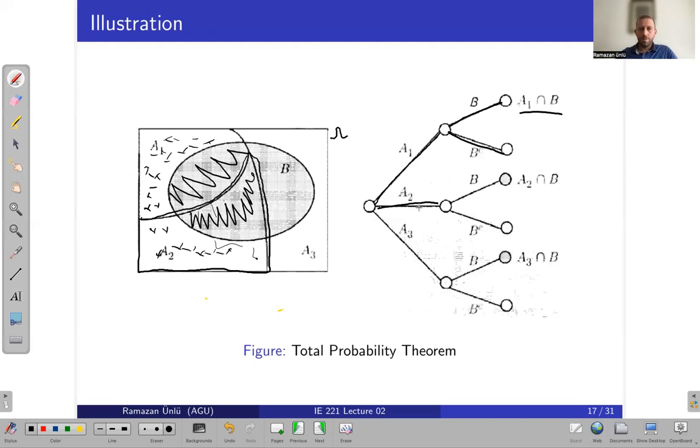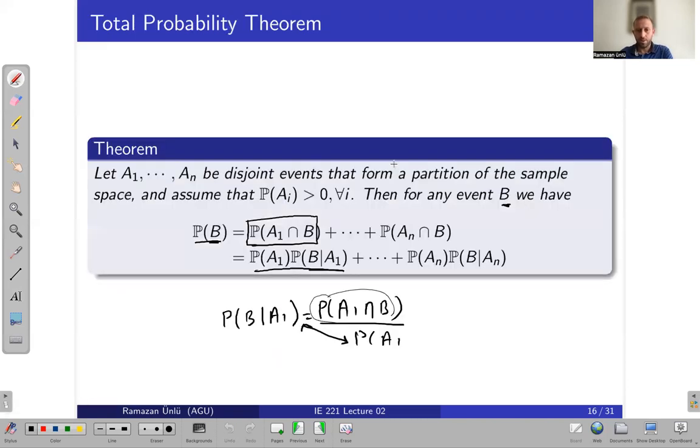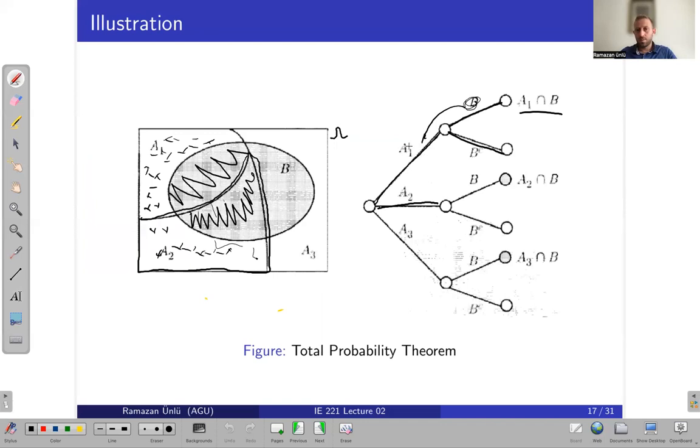And if you want to calculate B given A1, sorry, A1 given B, let me check. The probability of B given A1 is simply the multiplication of A1 and A1 intersect with B.